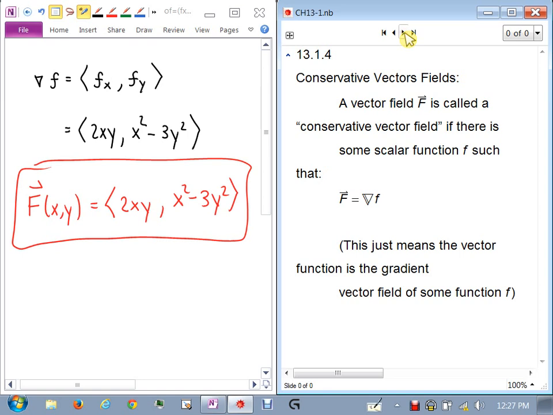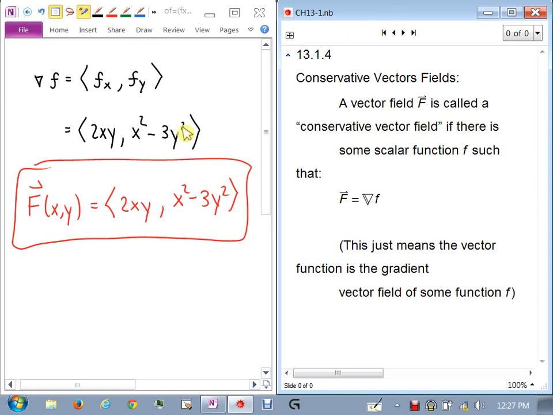But this is the big kicker of it, all right? This is what we're trying to get to because this is going to help us later, all right? Conservative vector fields. A vector field F is called a conservative vector field if there is some scalar function f such that capital F is the gradient of little f. This just means that the vector function is the gradient vector field of some function f.